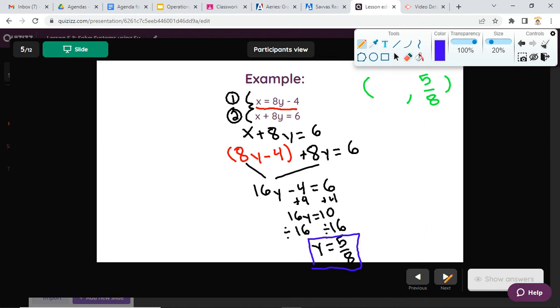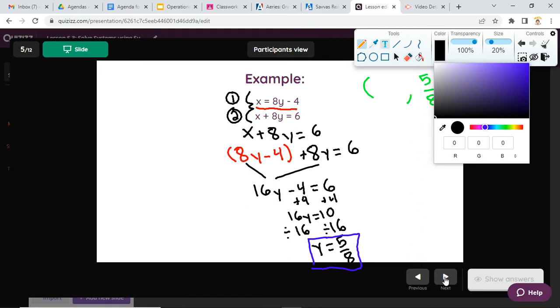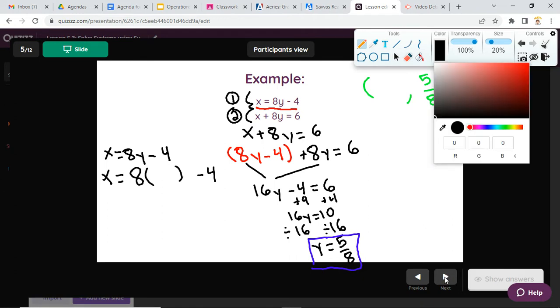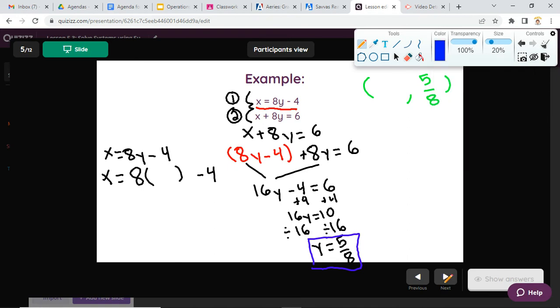I need to take that, and I need to substitute it into the equation I did not use the first time. So the equation I didn't use the first time was x is equal to 8y minus 4. Again, I need to substitute the value of what y is equal to. So instead of y, I'm going to replace that with what y is equal to. So y equals 5/8. So instead of y, I'm going to write 5/8.